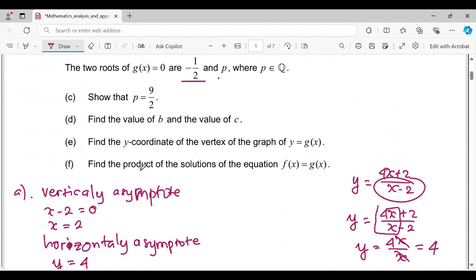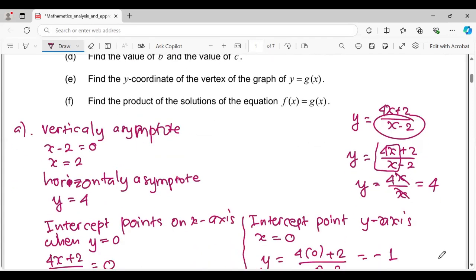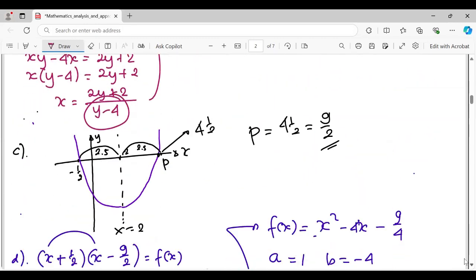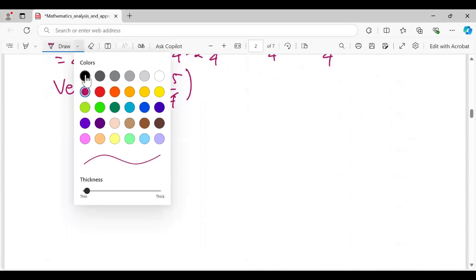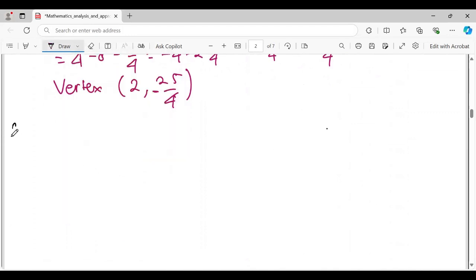Vertex, okay. Find the product of the solutions of the equations f(x) equals g(x). Okay, f(x) equals g(x). And the product formula is minus d over a. But we have to find the new function f(x). Okay, f(x) equals g(x).